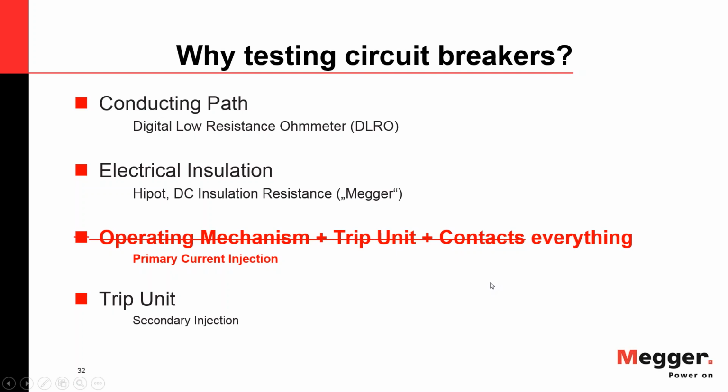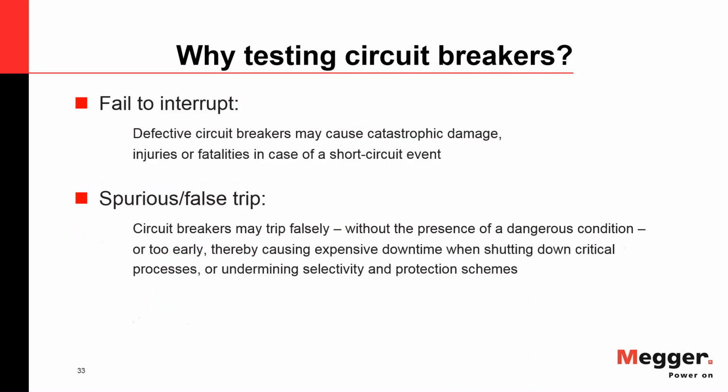And this is why the primary current injection is the preferred test, much more preferred than just the secondary injection, because the secondary injection doesn't really tell you much. Yeah, the trip unit is good, but are the outputs that the trip unit generates transmitted correctly, and are they picked up by the mechanism, and is the circuit breaker actually moving and actually doing the interruption? So the primary current injection is the only test where you can find out that.